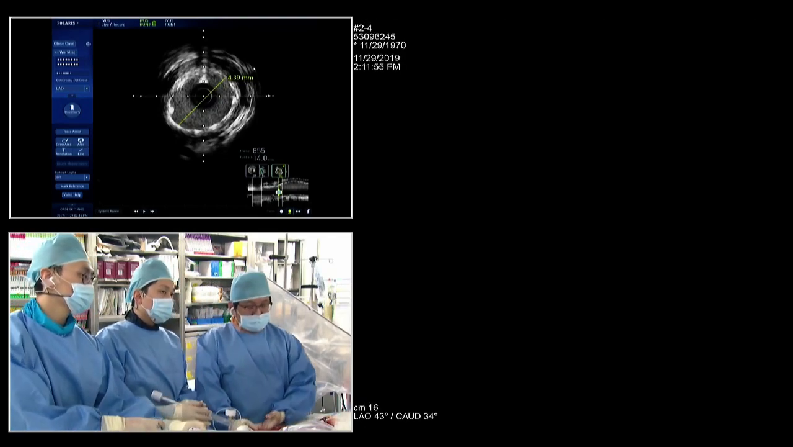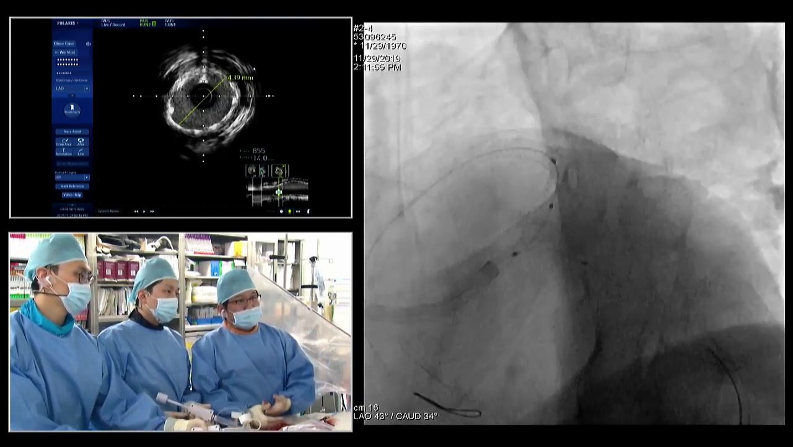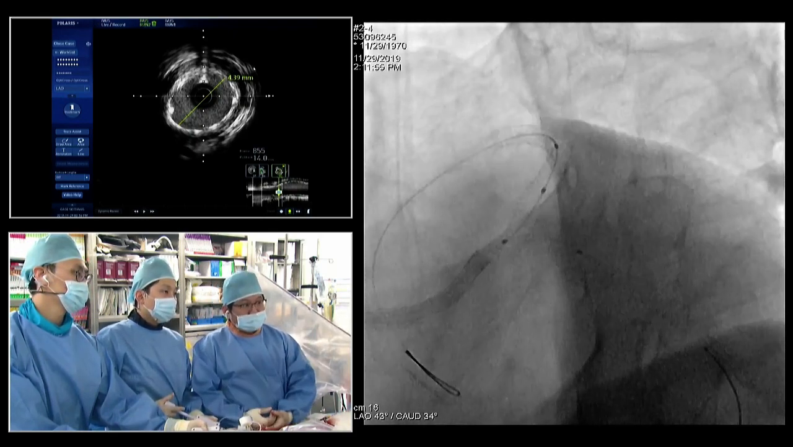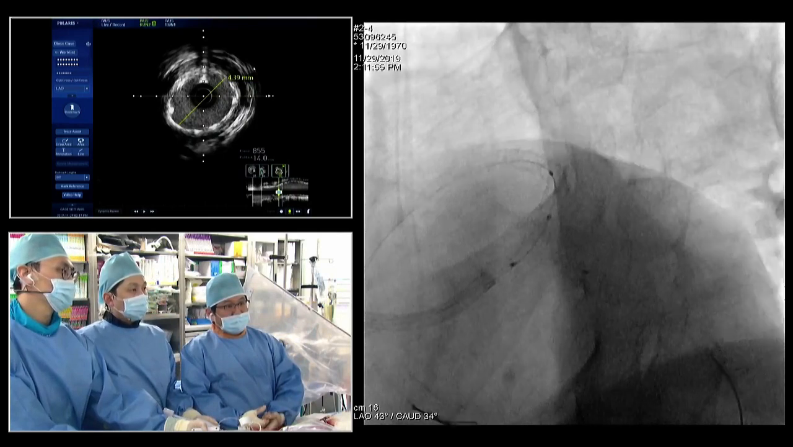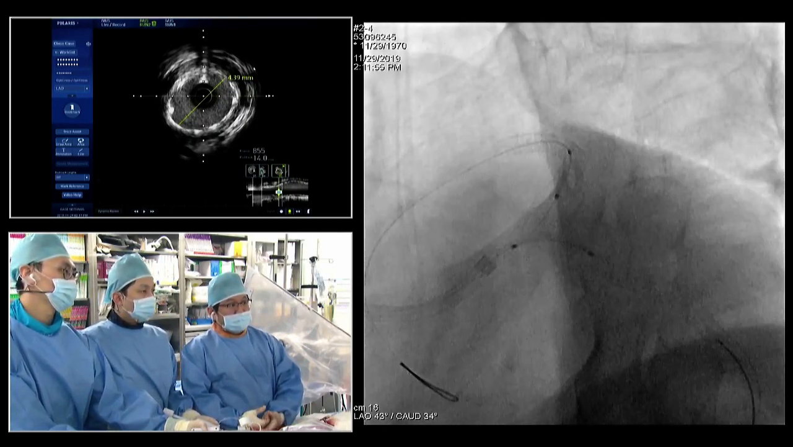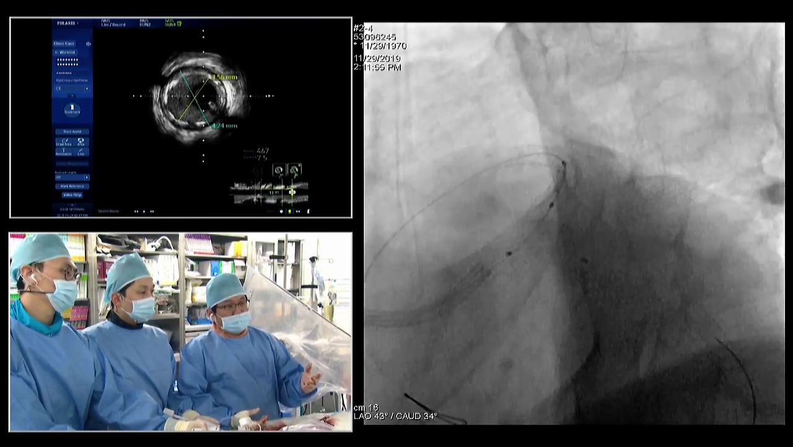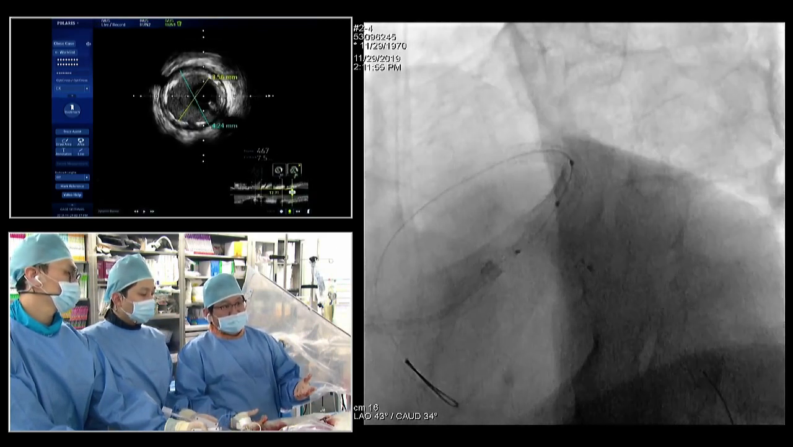Deflation. In this case, I think a culotte would be a good choice because the LED is very big. But I think the LED is more important than the circumflex. In the culotte technique, the LED becomes the side branch.